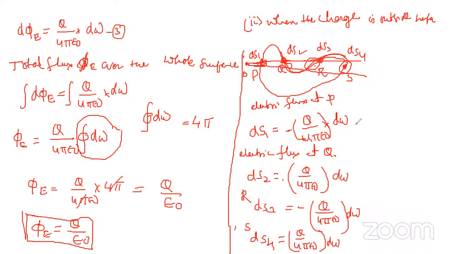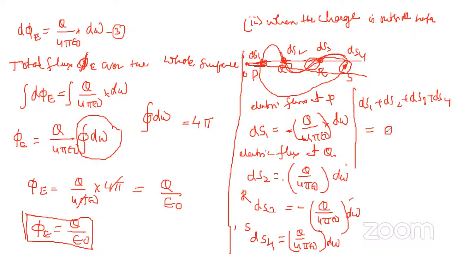So at the first point it is minus Q by 4 pi epsilon naught d omega. At the point Q, it is Q by 4 pi epsilon naught d omega. At the point R, it is minus Q by 4 pi epsilon naught d omega. And at the point S, it is Q by 4 pi epsilon naught d omega. Therefore, if you want the total flux due to all four surfaces, we have to add dS1 plus dS2 plus dS3 plus dS4. As we have negative signs for some, and the solid angle is the same in all the cases, you are going to get it as 0.